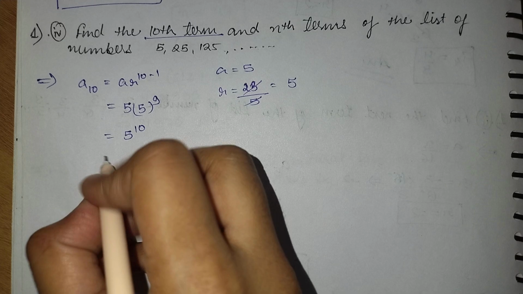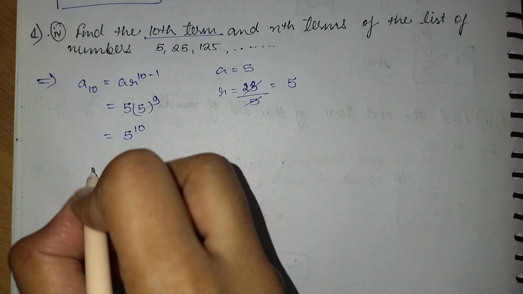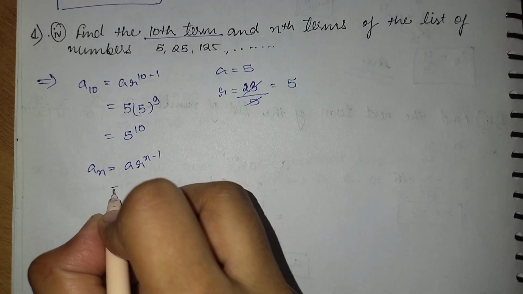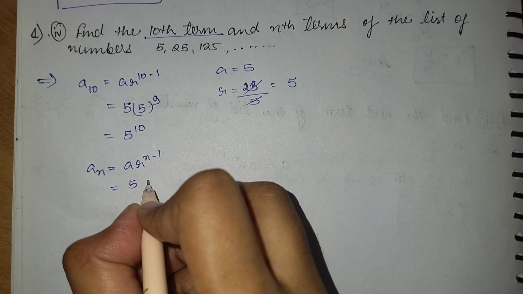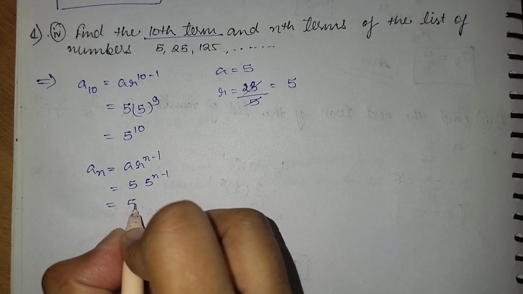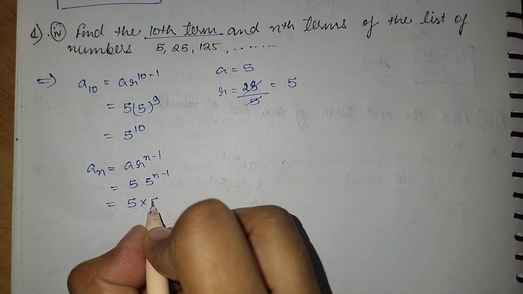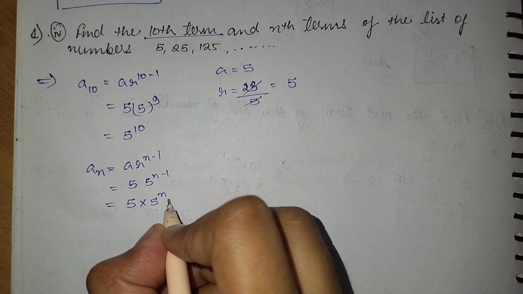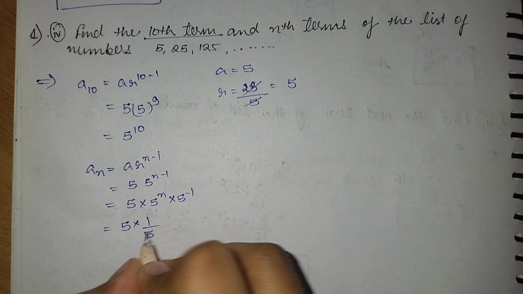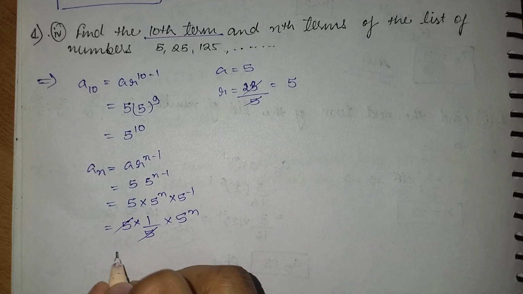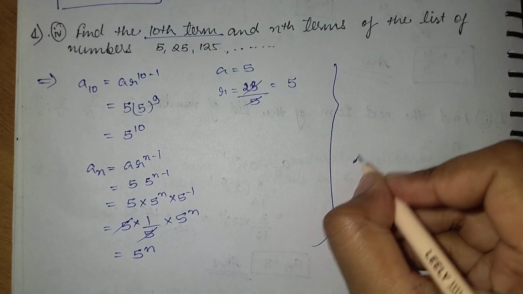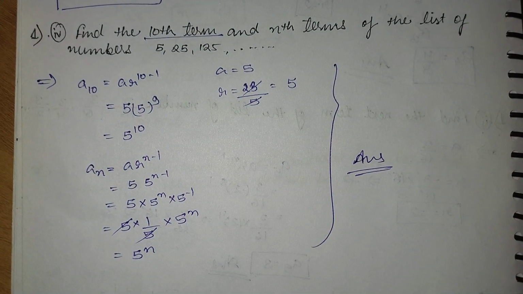And simply if we write the nth term of the list of numbers, a_n, putting the value ar^(n-1), a is 5, r is also 5. So 5^(n-1) can be written as 5 multiplied by 5^n multiplied by 5^(-1). We can write 5 into 1/5 multiplied by 5^n. This will be cancelled out. 5^n is the only answer in this question. And this is the final solution of question number 1 fourth part.